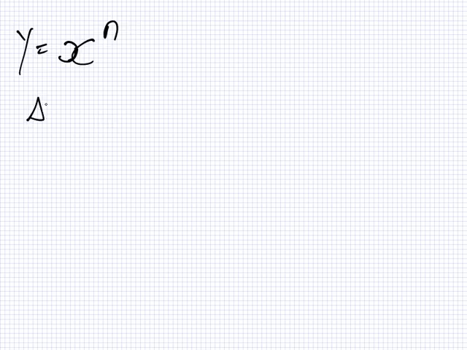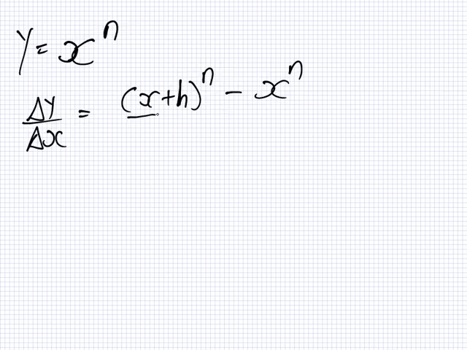So the derivative. Now you should write this down because this is good practice for your first principles. Derivative equals ((x plus h)^n minus x^n) over ((x plus h) minus x).